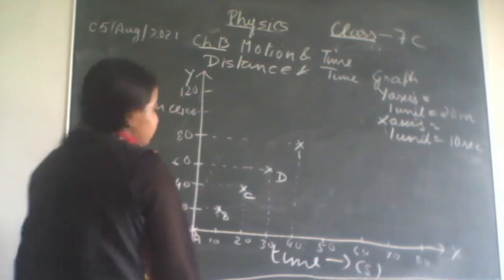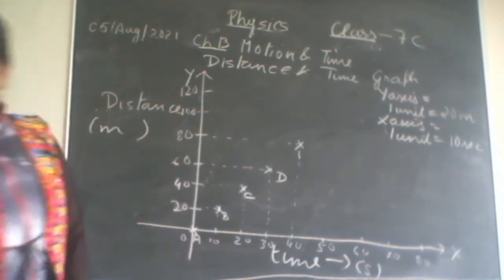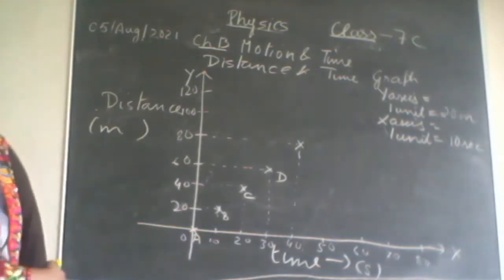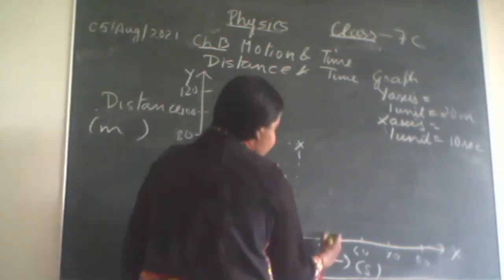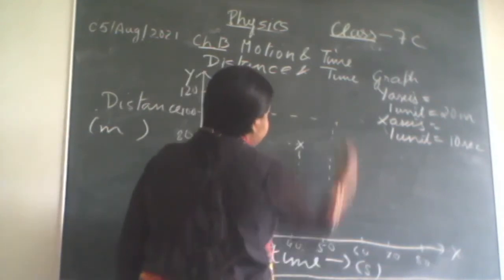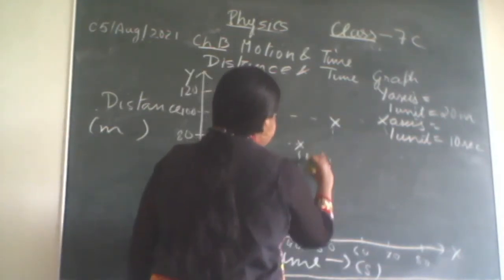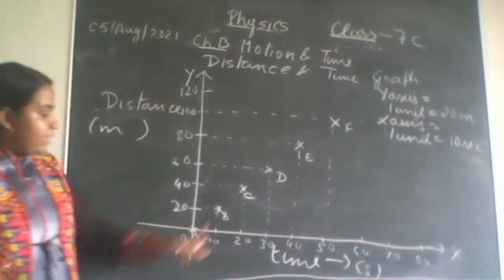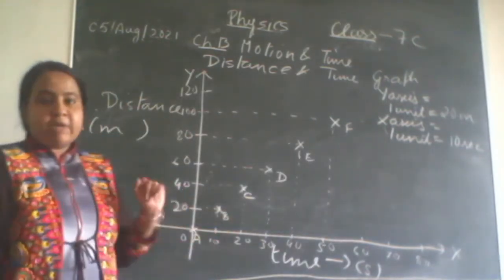Okay. Then next is 40, right? 40 done. Then what is the next number? 50. At 50, I am at 100 meters. Okay. So, E and F. So, these are the respective speeds for each distance and time covered. Yes or no?